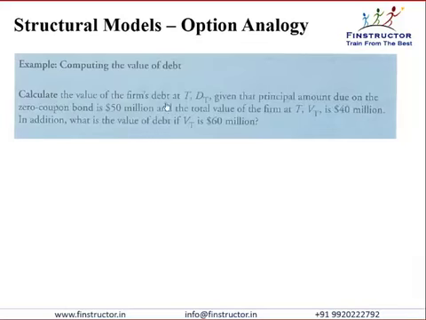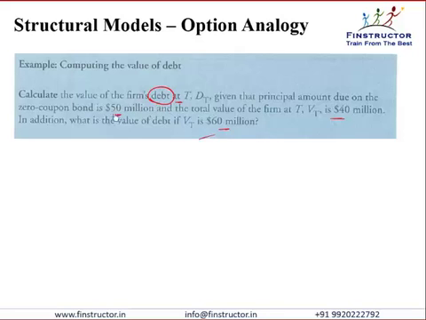Calculate the value of the firm's debt at T given that the principal amount due on the zero coupon bond is 50 million and the total value of the firm is $40 million. In addition, what is the value of the debt if VT is 60 million? It's the same question, we already solved it. In this case, however, the value of debt is asked, not the value of equity.